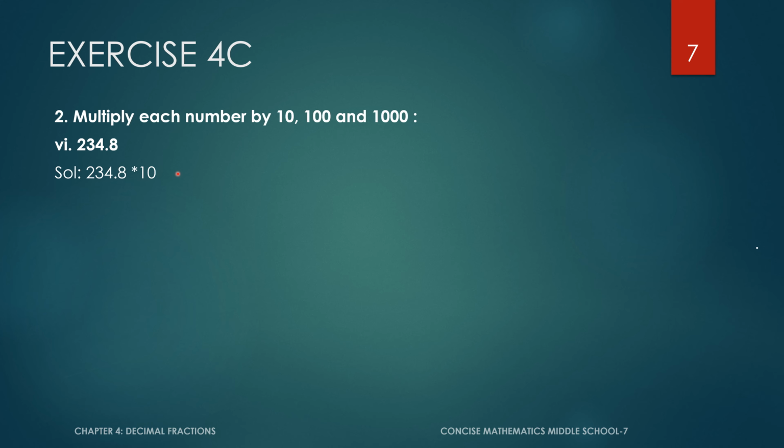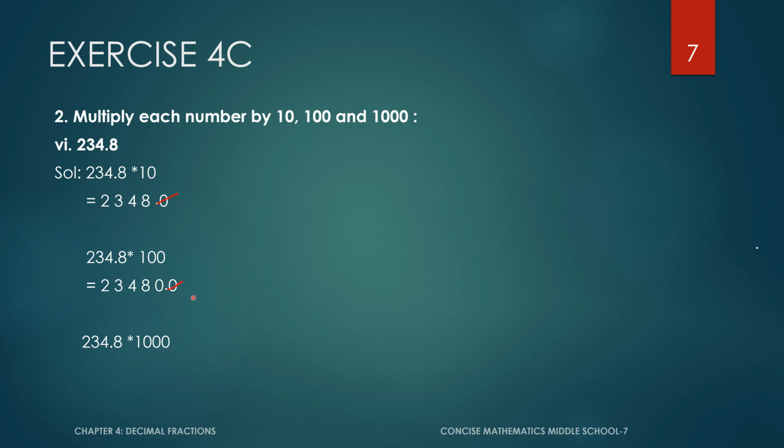Here is our last question. 234.8 is multiplied with 10. Since it is having only one 0, move it towards the right side only once. Here is a point, and when you move it one place towards the right, it will become 2348. Just remove this because after point it is 0. Now multiply it with 100. You have to move it 2 times. The point is after 4. If you move it 2 times, it will be over here, and you can cancel it.